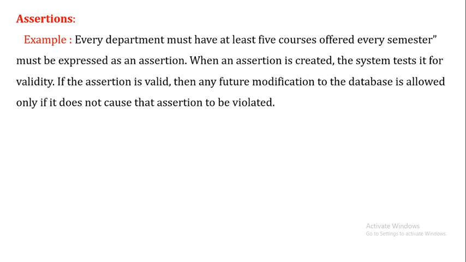Next, we have assertions. What is an assertion? There are certain things that you cannot impose using your domain constraint or referential integrity constraint. For the things that we cannot do with domain or referential integrity, we have assertions, and that helps us to impose certain constraints on the database.